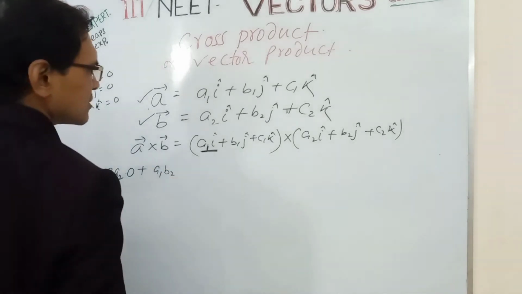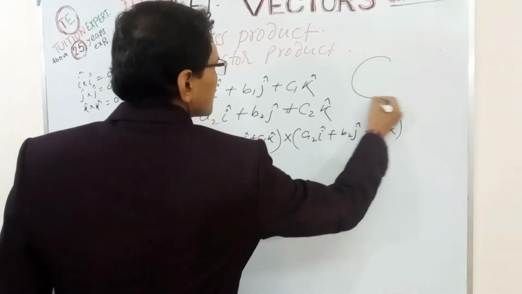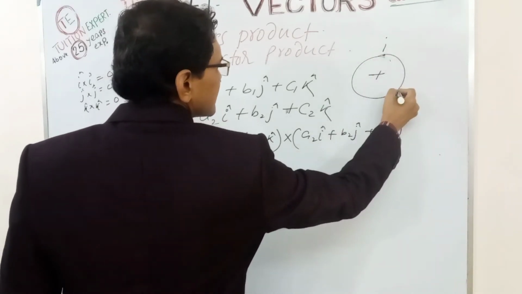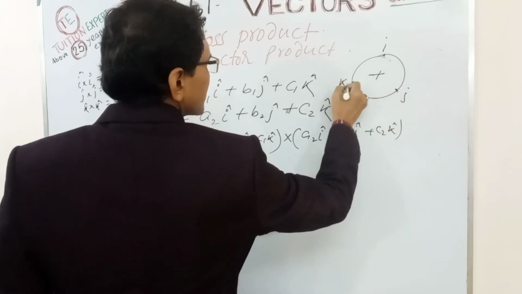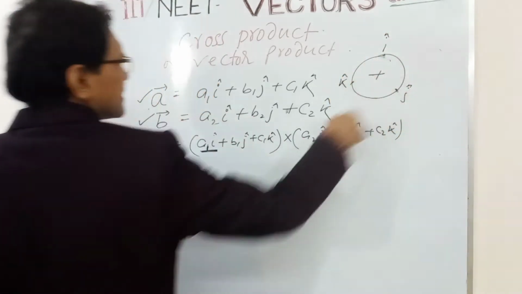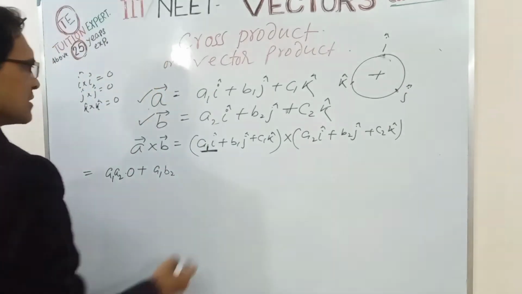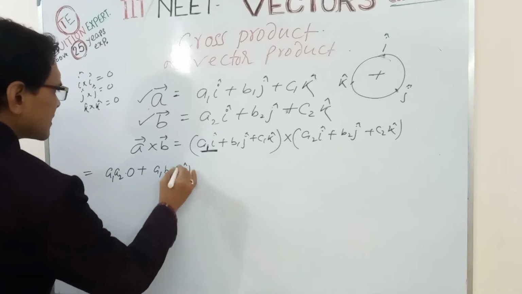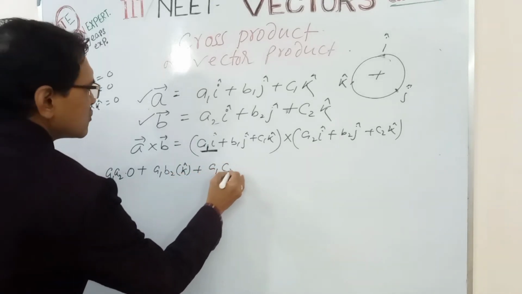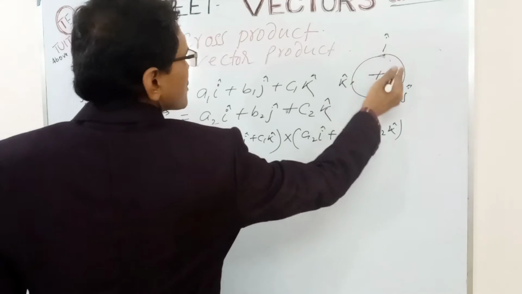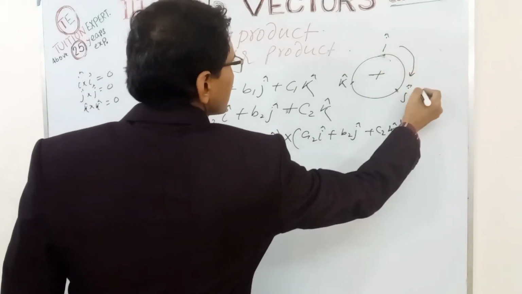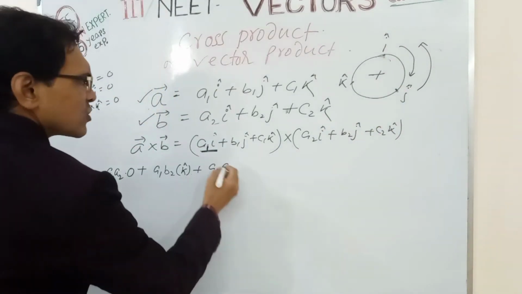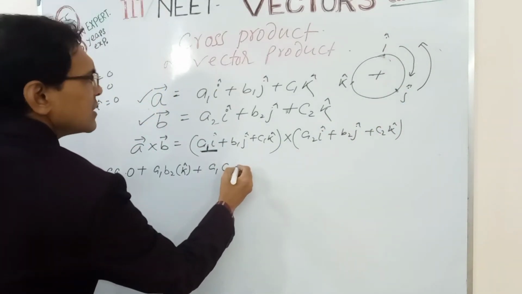Now, what is the result of I cross j? For this, use the right hand system. I cross j will be plus k, so a1 b2 k vector, plus a1 c2 I cross k. So this way it is positive, and if we turn I cross k, from I to k, this is minus j, so I cross k will be minus j.